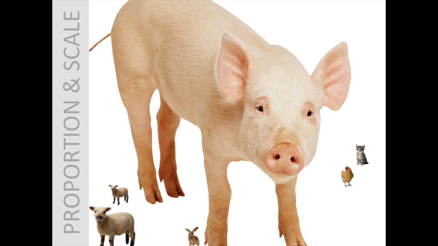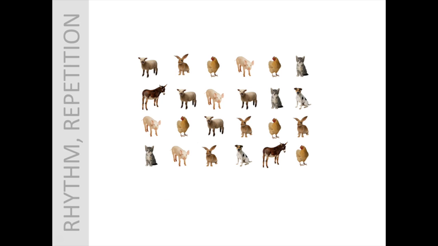Another thing to think about is scale. This is a very important pig, and the reason it's important is because of its size. Rhythm and repetition are another way to unify a space. So while the overall image is patterned and complete, it has variety within it.